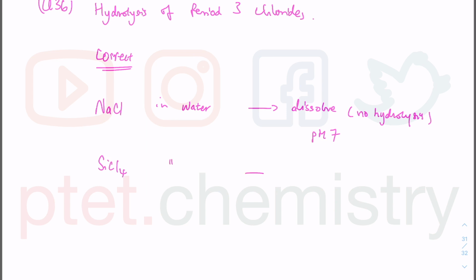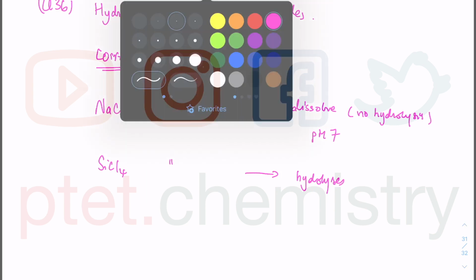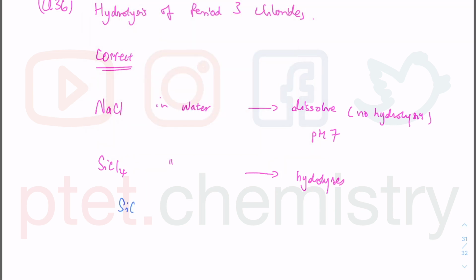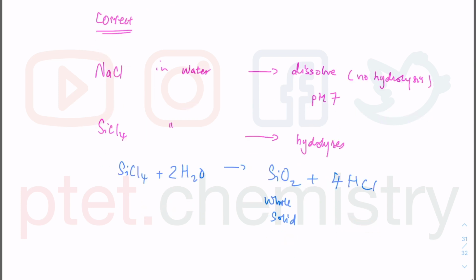SiCl4 in water will hydrolyse, and if I just write an equation for it, SiCl4 plus H2O should give you SiO2 plus HCl. You have 4 Cl, so I'll get 4HCl. Now I need to balance it with 2H2O. So this is a white solid. As you know, SiO2 is insoluble in water. This one can be given out as a steamy white film.